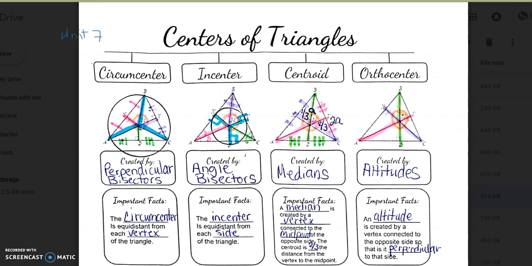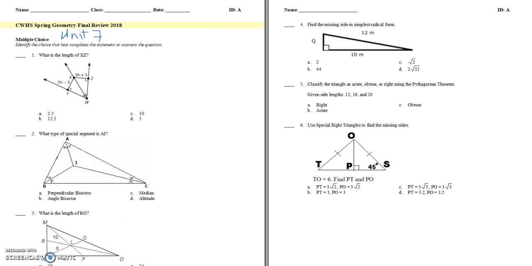These will not be on the final exam. They are not going to be on the formula chart, so this is something you're going to need to know and learn. Okay, back to our semester exam review. The first three questions are about Unit 7.